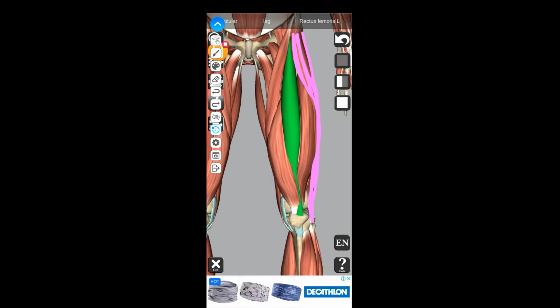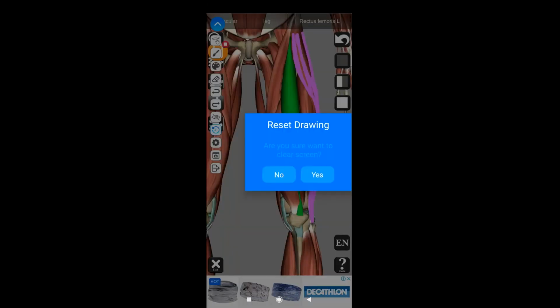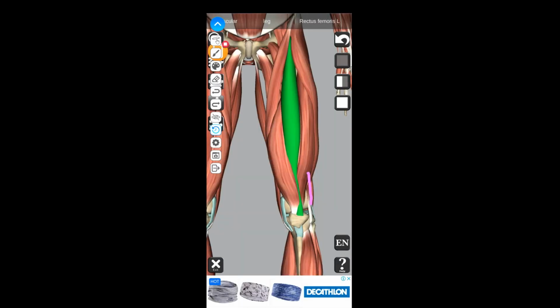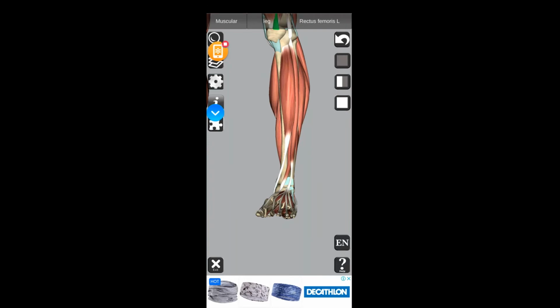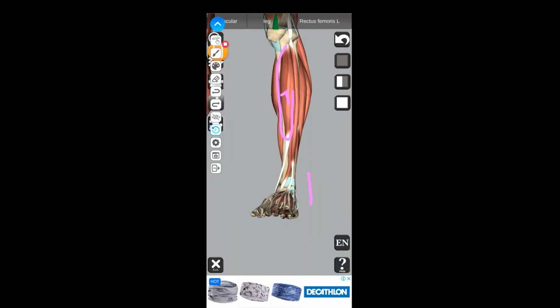Okay. Now we will be moving to your leg. Anterior compartment. You will be having tibialis anterior. This is your tibialis anterior. After that, extensor hallucis. After that, extensor digitorum.